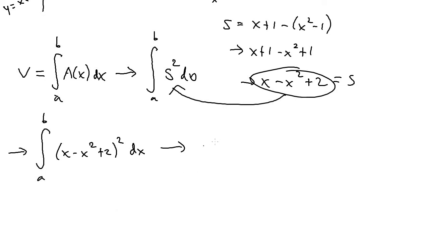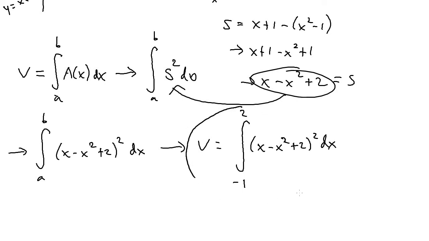So I can rewrite this as the cross-sectional volume equals the integral from -1 to 2 of (x minus x squared plus 2) squared dx. Now you would most likely want to use a calculator to evaluate this integral, but this is the final answer.